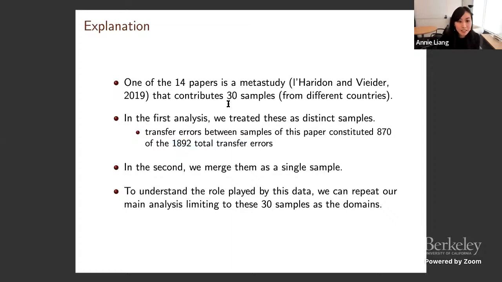In the second analysis, when we've defined domains as papers, we've merged these 30 samples into a single sample. So we're no longer considering transfer prediction between those samples from this paper. All right, so now we can ask, what's special about the transfer prediction tasks between samples in this paper? And we can understand that by repeating our main analysis, now limiting to these 30 samples as a new definition of domains.